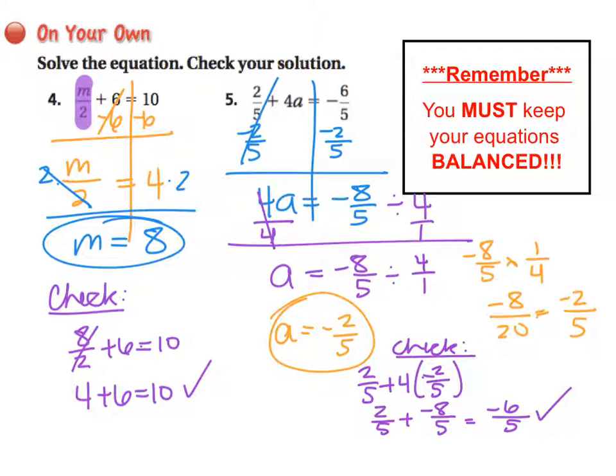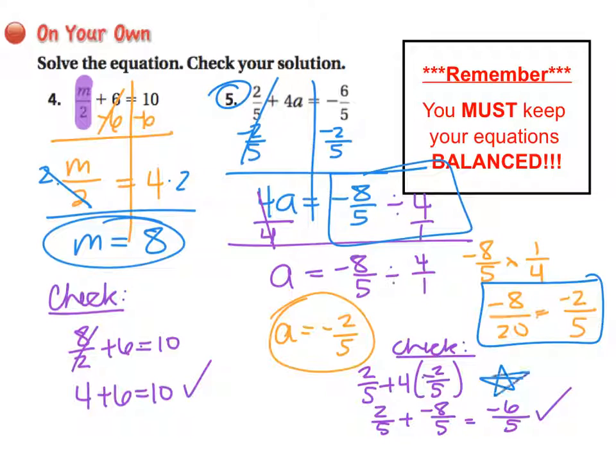So after doing the work, you'll notice that for number 4, m equals 8, and I checked my answer. And for number 5, a equals negative 2/5. This was definitely a more challenging problem, but it's still doable if you use your fraction rules. So we had to divide fractions, reduce fractions, and then go ahead and add them as well.